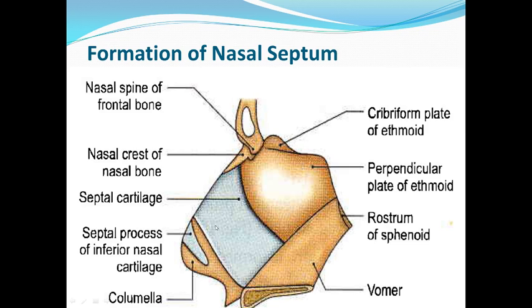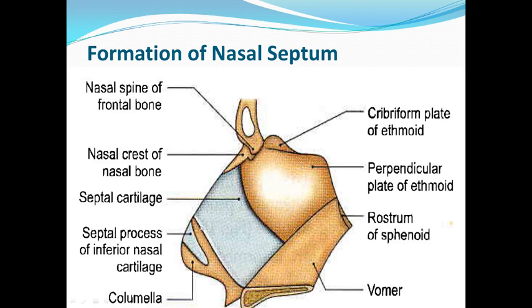Now talking about the cartilaginous part, which is basically formed by the septal cartilage, the larger one, the main cartilage, and the second one is the septal process of the inferior nasal cartilage. This is the septal process of the inferior nasal cartilage. So these two cartilages are forming the cartilaginous part of the nasal septum.